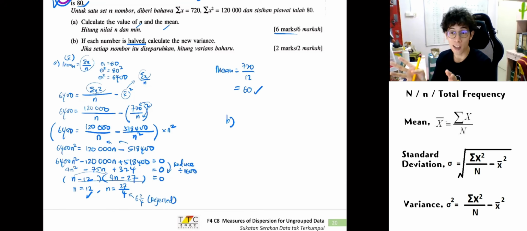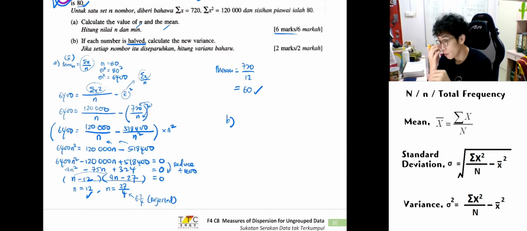So plus and minus are not affected. For times and divide, your teacher would have to change the whole thing again and do the calculation again. You have to times 2, this, that. So that's why teachers don't do that. It's just an example. So if each number is half, it means divide by 2. So what's the new variance?